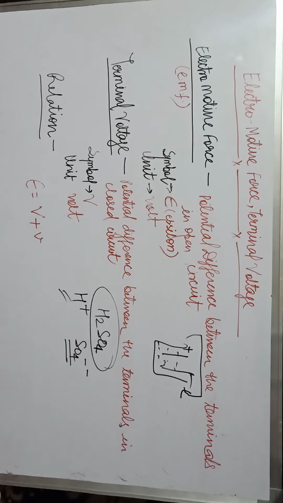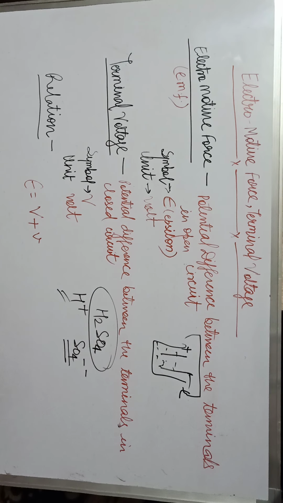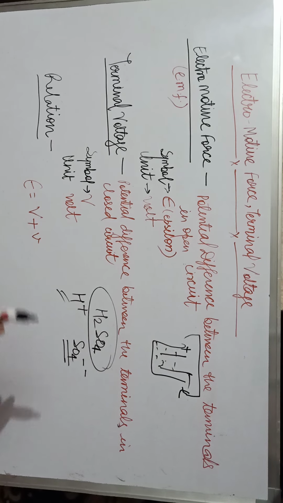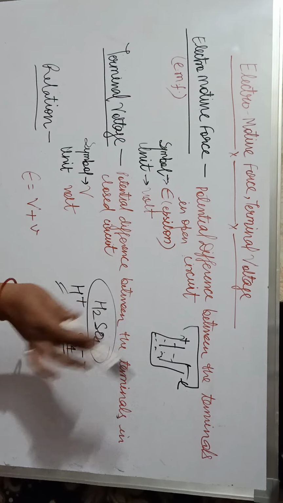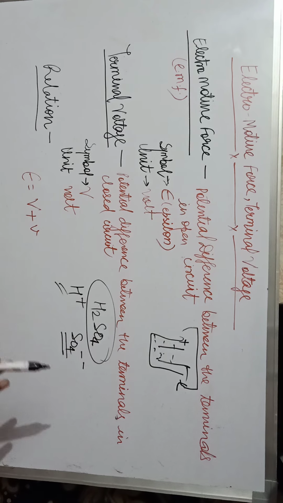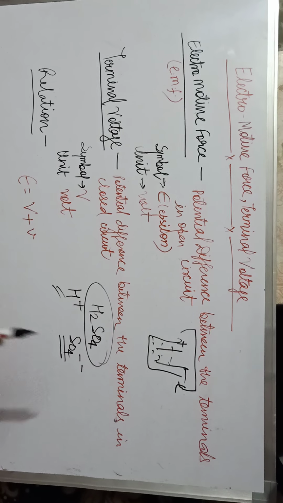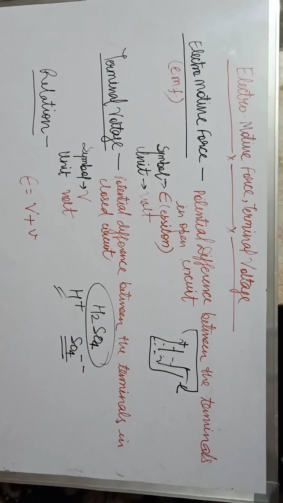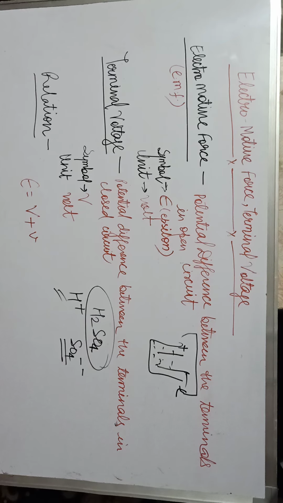So the constant potential is maintained in the electrolyte. Electromotive force is the potential difference between the terminals in an open circuit. Open circuit means that no component is connected to the cell. It means that in this condition no current is flowing, the circuit is open.